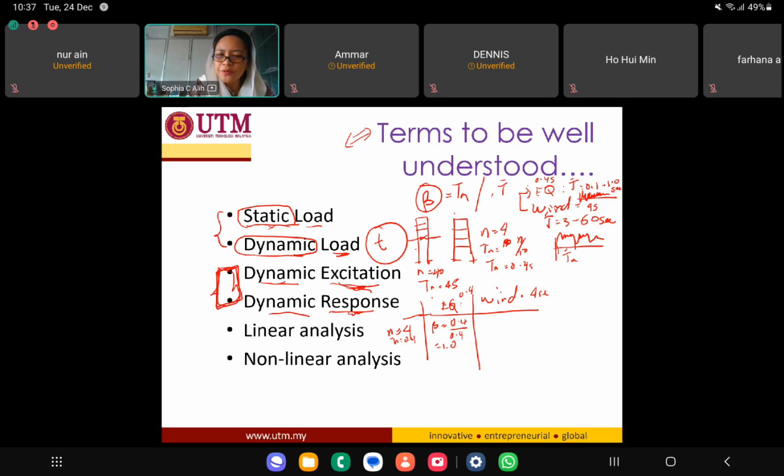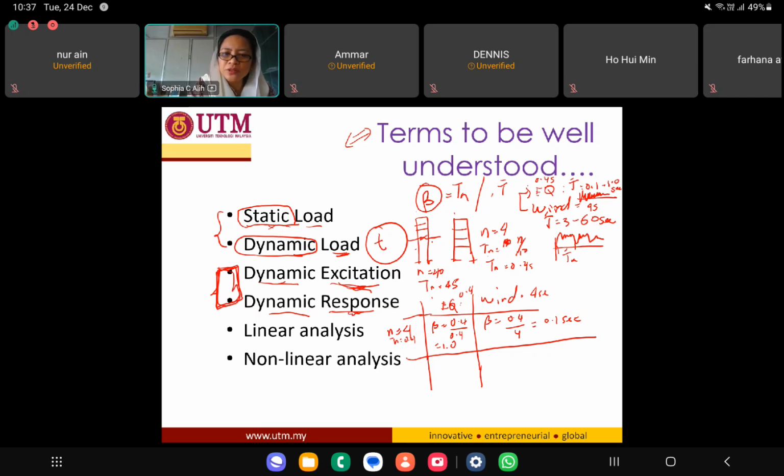And now for the same building, if I impose it with wind load, I will have the beta ratio equal to 0.4 divided by 4. That will give me 0.1. Okay, so keep this value first until we come to the discussion after that.